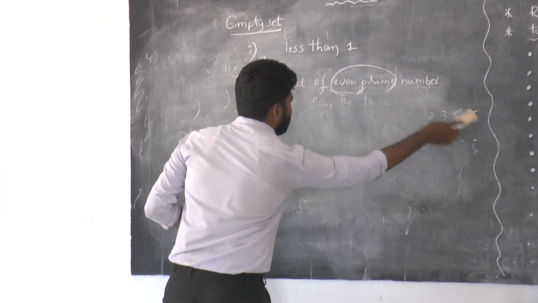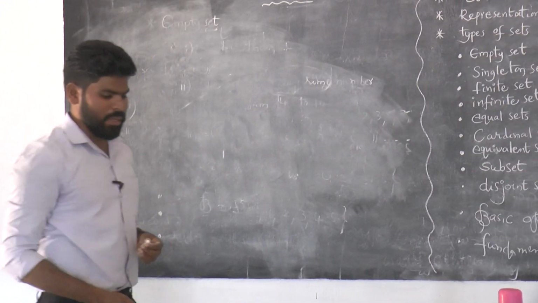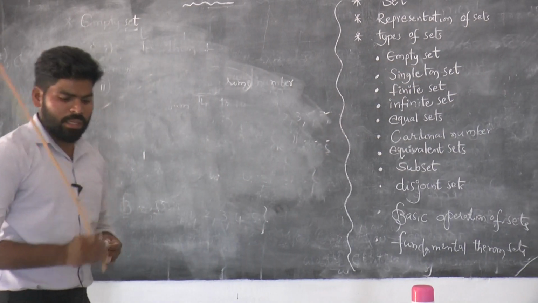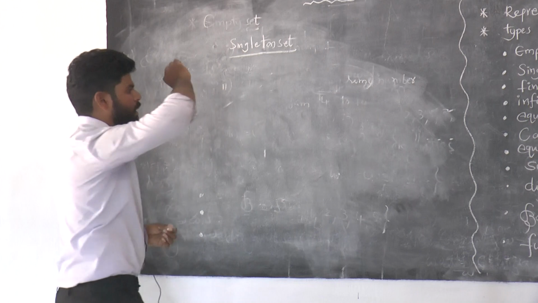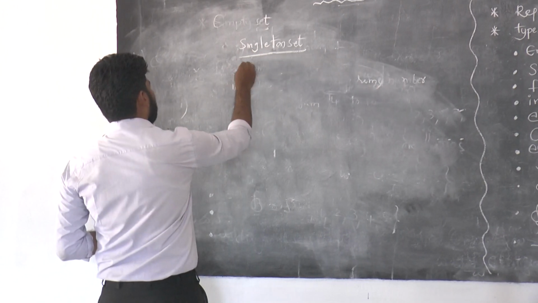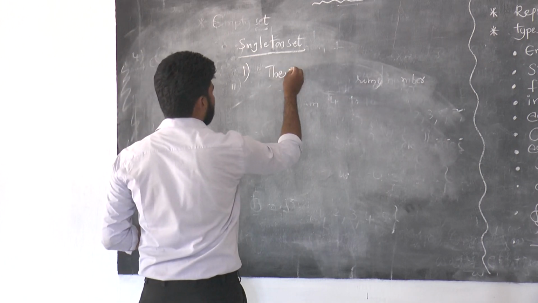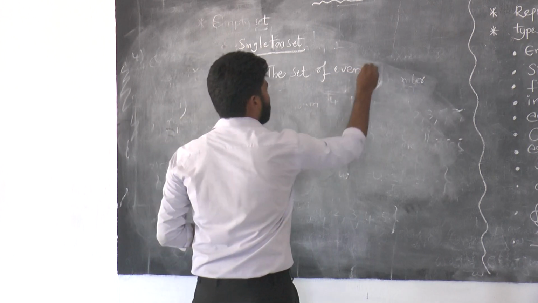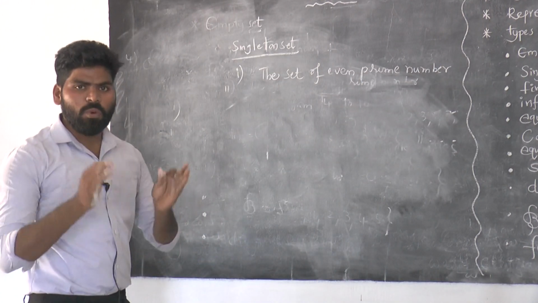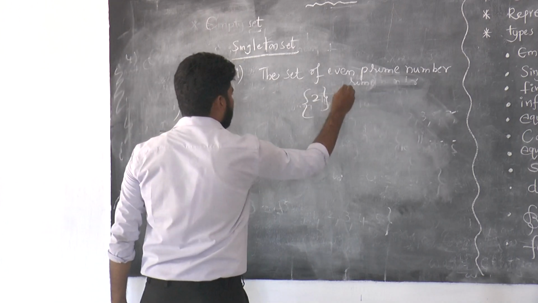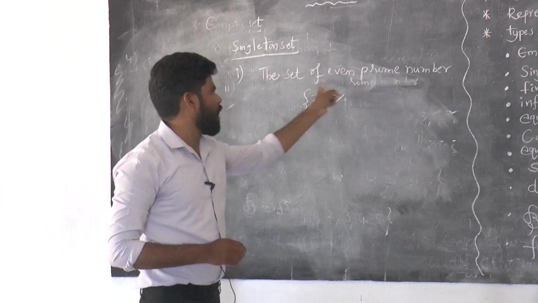Next, going to the singleton set. Singleton set means a set that contains only one element. For example, the set of even prime numbers. In this set we have only one element, that is 2. That's why this belongs to the singleton set.